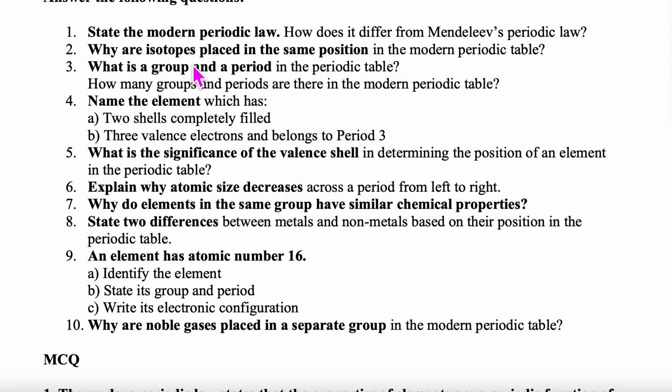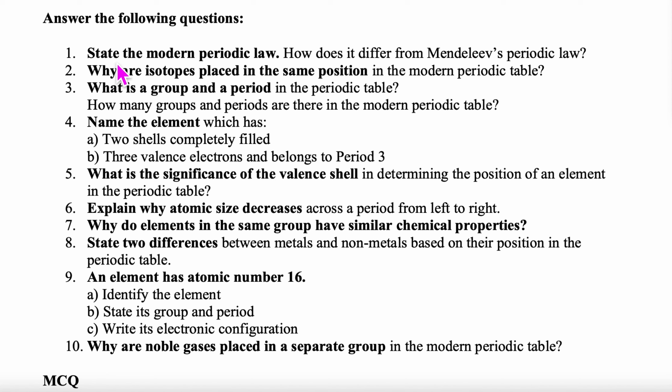Now can you see over here? State modern periodic law. This is learning work you can do on your own. Why are isotopes placed in the same position? If they ask you like this and you say I don't know, you have to think of the definition. Do we know what is an isotope? They have same atomic number, different mass number. So this is not Pythagoras theorem, this is periodic table. In chemistry, PT means periodic table. In maths, it becomes Pythagoras theorem.